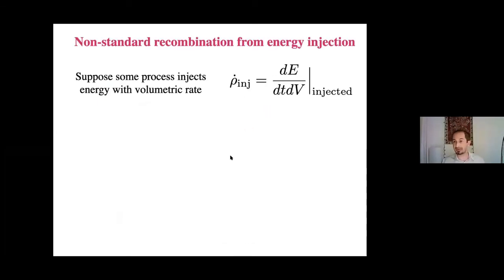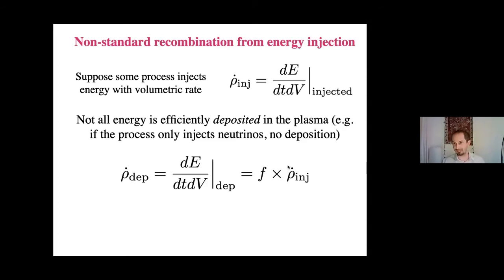So we can use this sensitivity to ionization history to, again, just like in the case of spectral distortions, infer something about the thermal history of the universe and about whether some processes may have injected energy. So if some process injects some energy, again, with some energy injection rate per unit time, per unit volume, first of all, in the calculation, and this also holds for spectral distortions, not all this energy is necessarily deposited in the plasma. Okay, so for example, if some process injects only neutrinos, you can inject a lot of neutrinos.